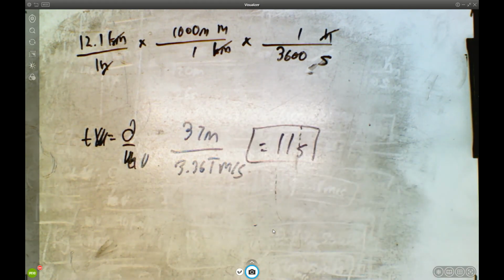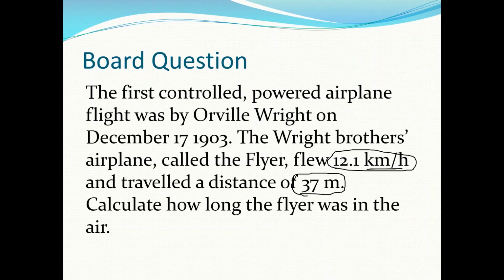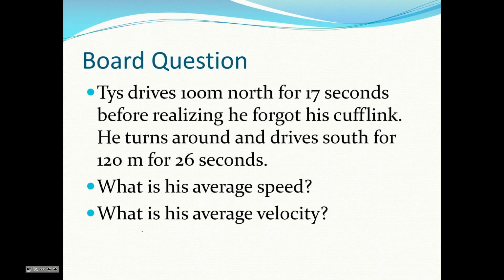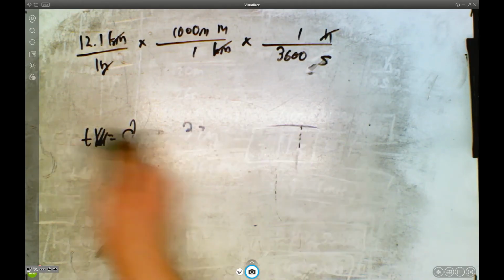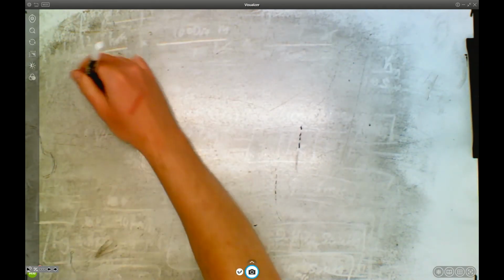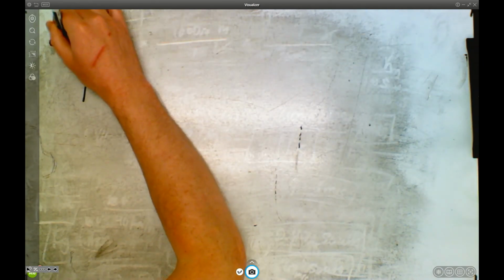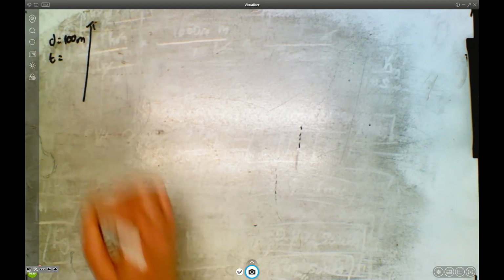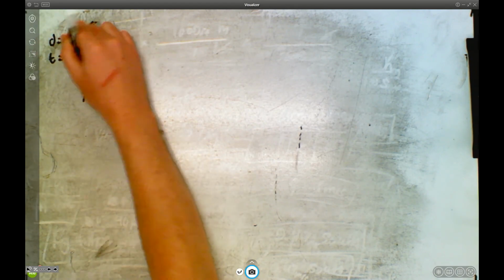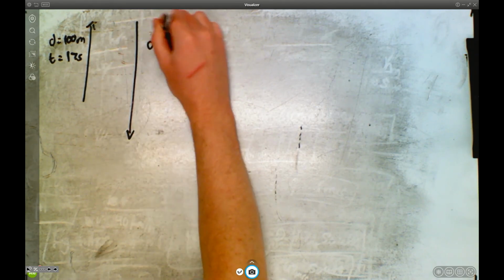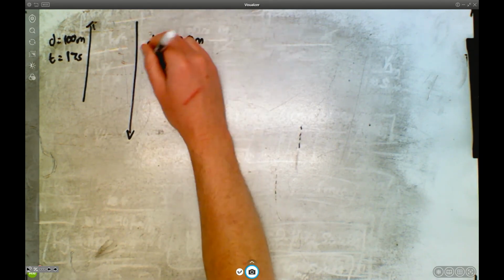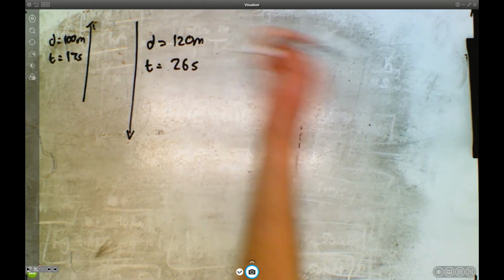Okay, let's do one more. Tice drives 100 meters north for 17 seconds. Before realizing he forgot his cuff link, he turns around, drives south for 120 meters for 26 seconds. What is his average speed? What is average velocity? Okay, so pause the video and try it on your own. Let's draw out what happens. Tice drives a distance of 100 meters in a time of 17 seconds. Then he drives a further distance south, 120 meters, for a time of 26 seconds.